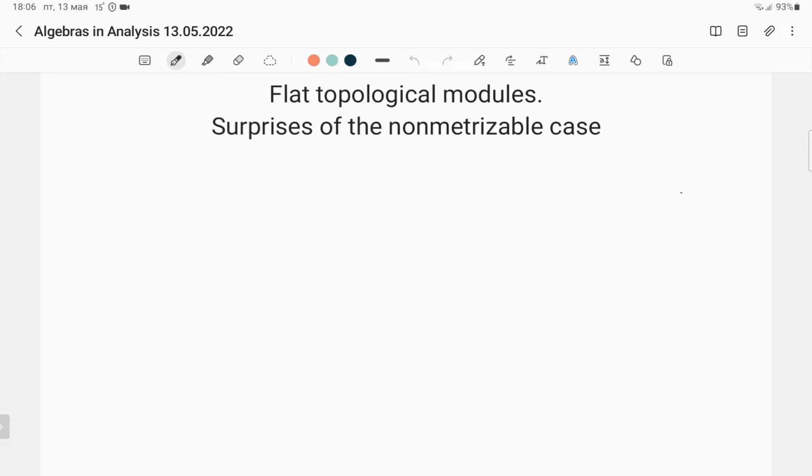So to begin with, let's recall some basic notions of Banach homological algebra, which was initiated by Alexei Pirkovskii in the early 1970s.